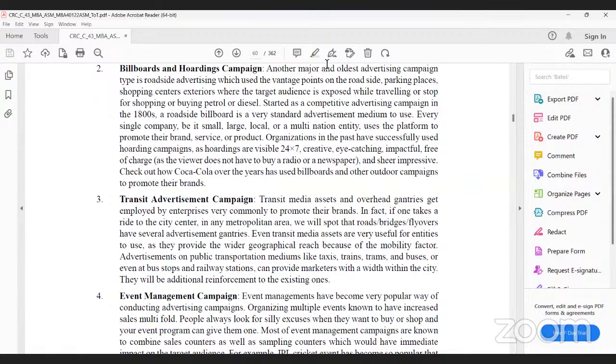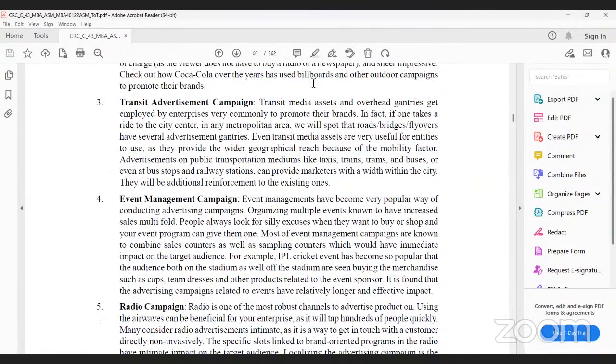Transit media sets and overhead are employed by enterprises, very commonly, to promote their brands. In fact, on one ride to the city center you can see that Hyderabad is sometimes advertising on public transportation media like taxis, trains, and buses. Even at bus stops and railway stations you can see this transit advertisement campaign. Right? I have seen many advertisements in the metro also.